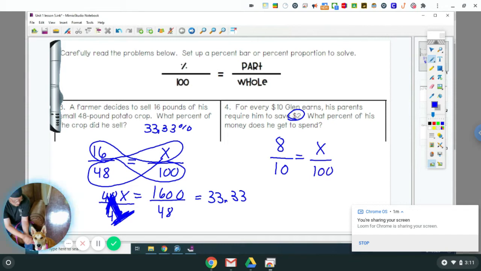Now, since 10 goes nicely into 100, you know you can do 10 times 10, which is 100. Whatever you do to the bottom, you do to the top. So 8 times 10 is 80. So he gets to spend 80% of his money. So that means he saves 20% of his money.